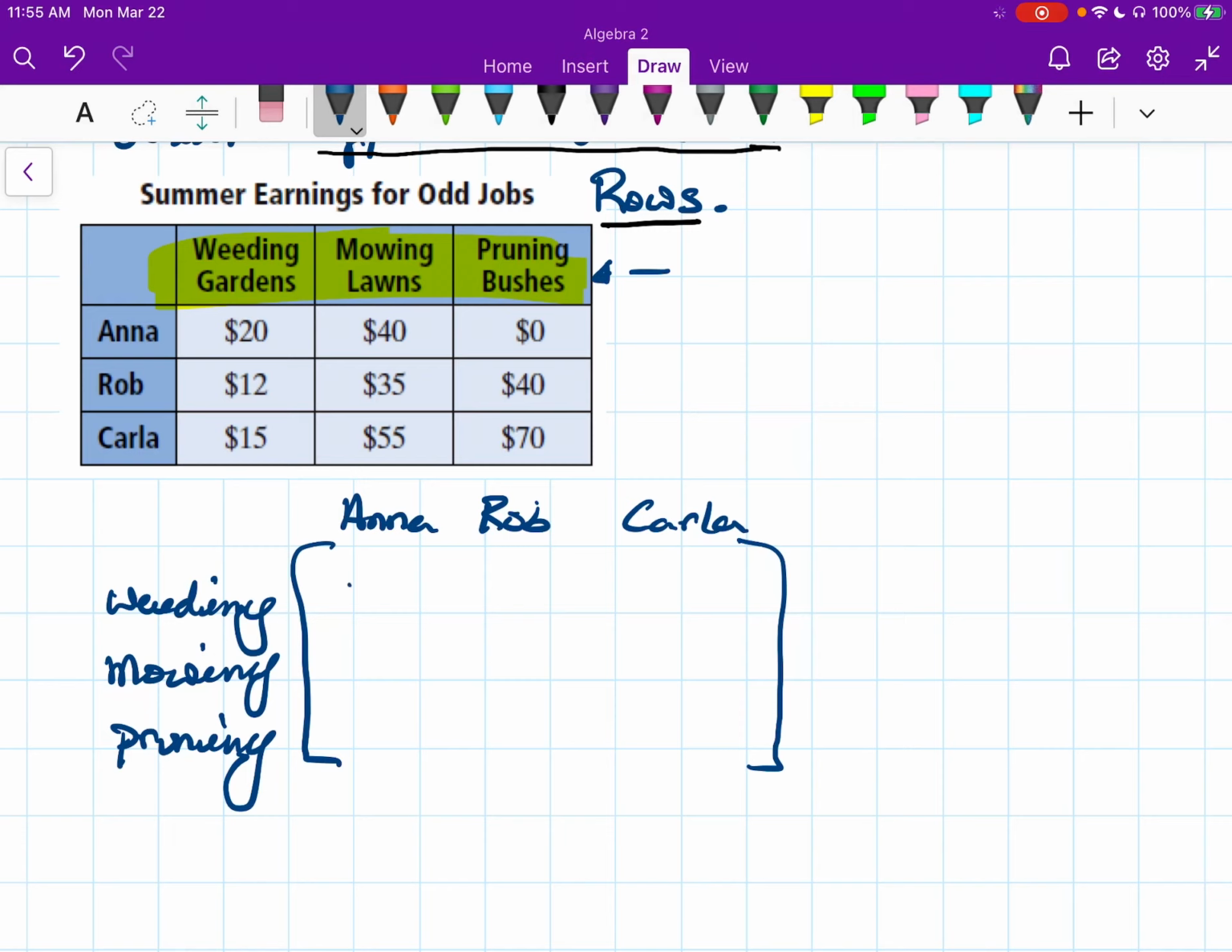So Anna weeding is $20. Anna mowing is 40. Anna pruning is 0. Rob weeding is 12, and then 35 and 40. And then Carla weeding is 15, mowing is 55, and then pruning is 70.